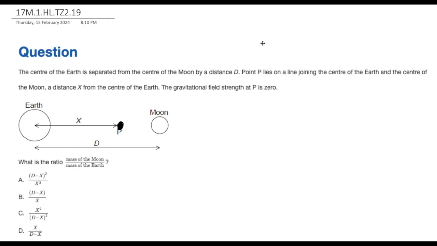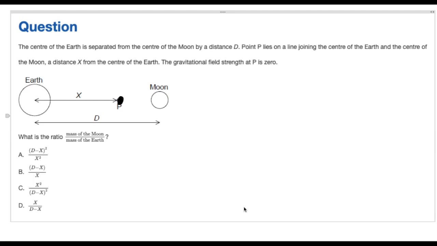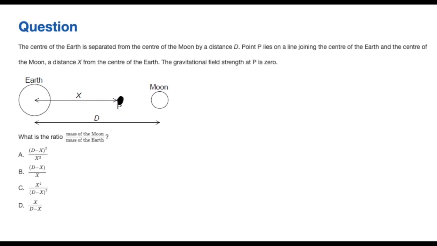The question is, the center of the earth is separated from the center of the moon by a distance d. Point P lies on a line joining the center of the earth and the center of the moon, a distance x from the center of the earth. The gravitational field strength at P is 0. Now, the whole trick to this problem lies with this statement right at the end.